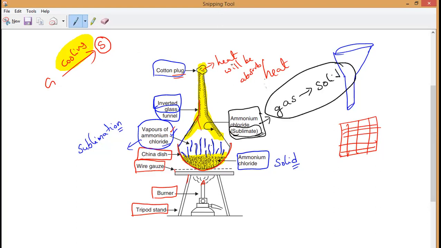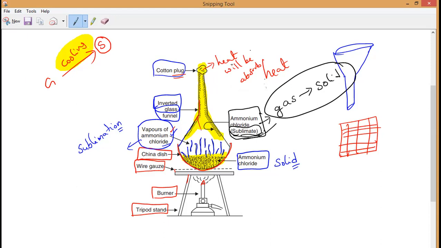We are forming the gas first. Let it be, we are not talking about that. Here we are talking only about the walls. So on the walls it is forming from gas to solid. That is why the ammonium chloride is called a sublimate. Understand everyone? That is what you have to remember. So this is how we can see a solid to gas, and again from gas to solid we can convert.